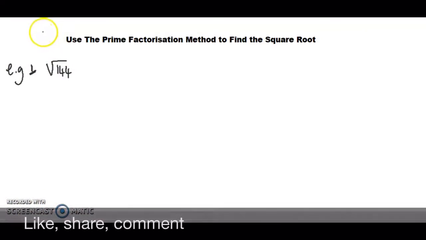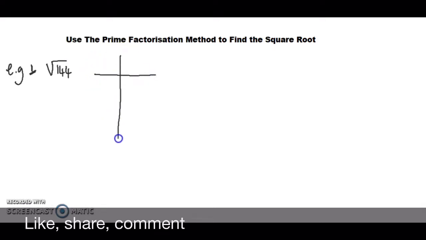Today we'll be looking at using the prime factorization method to find the square root of different numbers. For the first one, we have to find the square root of 144. I'm just going to go ahead and draw up my table here, and I'm going to put 144 on my table.